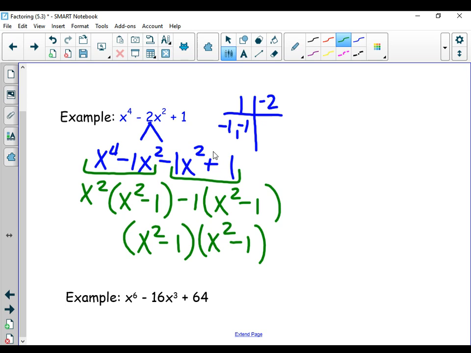But if you notice, the leading coefficient was 1. So I could have done the shortcut at the beginning. Factors of 1 that get me -2. -1, -1. I just have to put x squared instead of x. Okay.